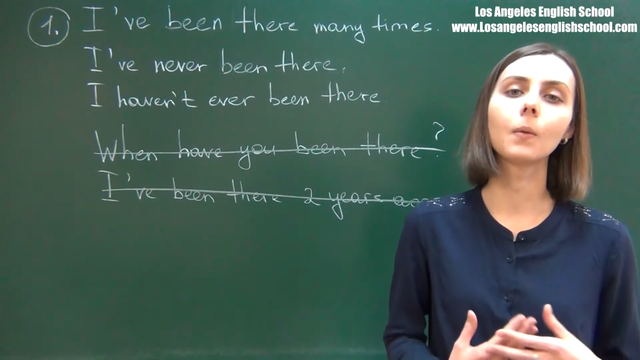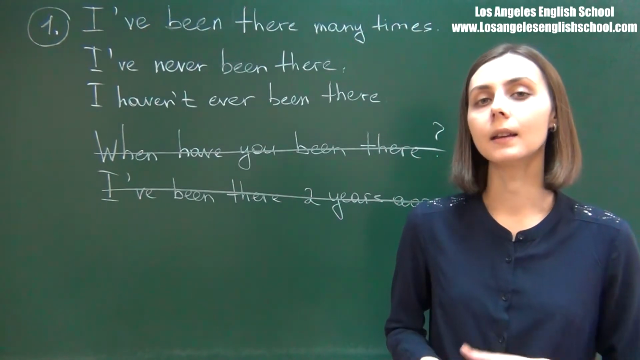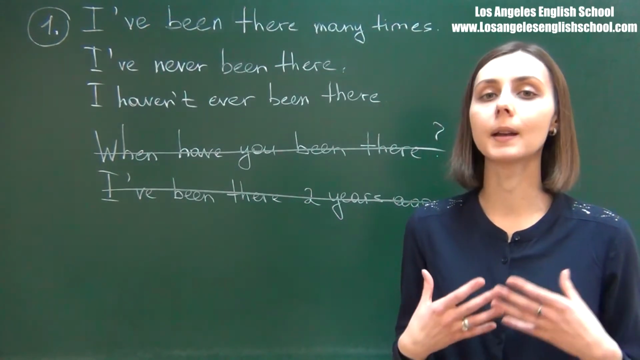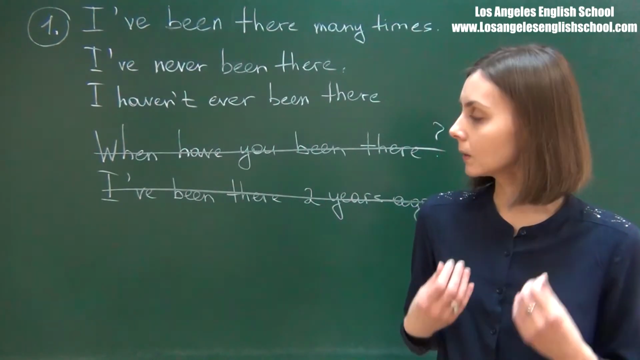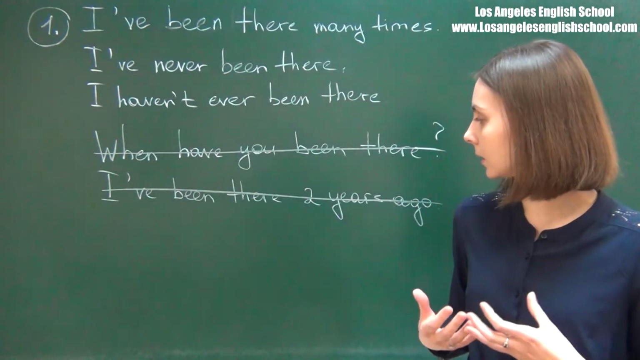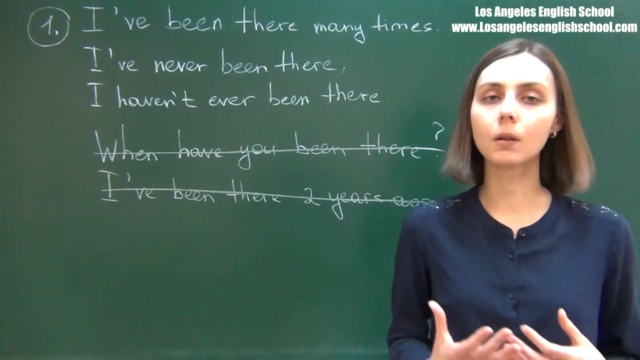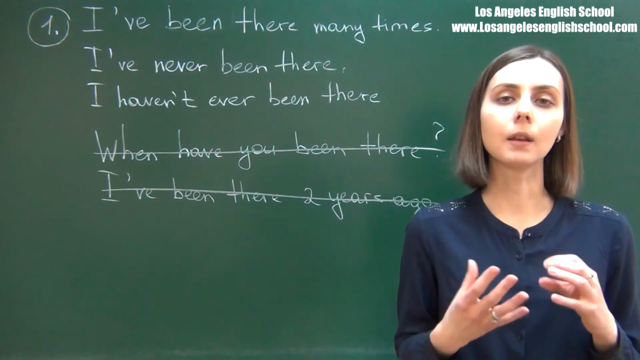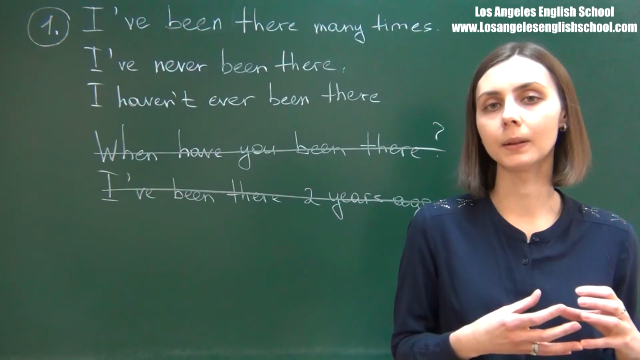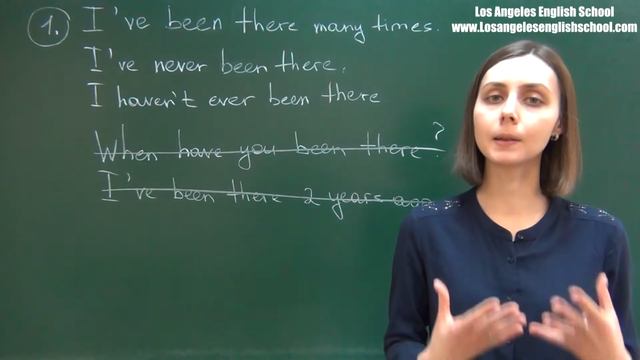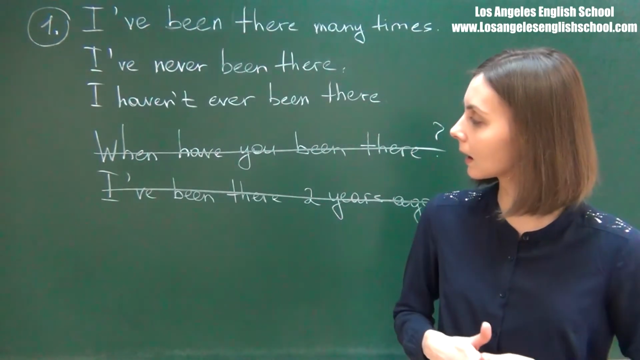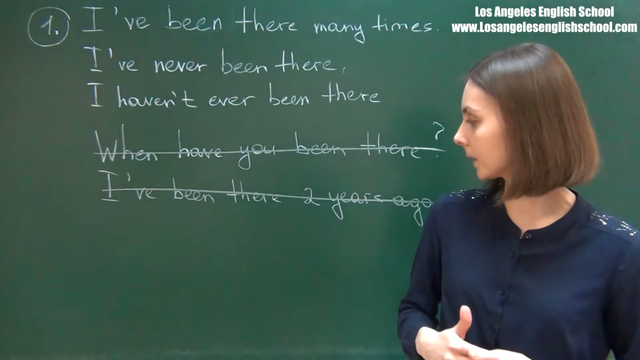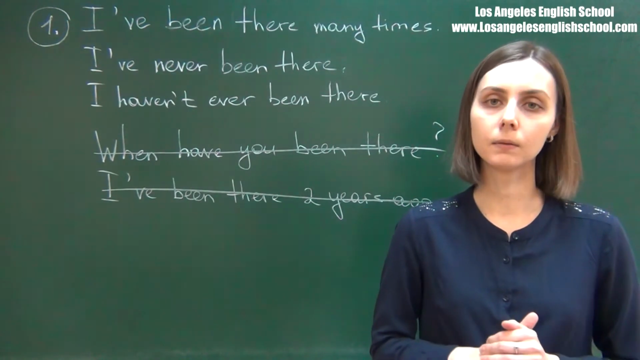Again, don't forget please that you cannot ask, when have you been there? Because if you have the question word when, it means that you need to use the past simple, but not the present perfect. When you say, I've been there 2 years ago, it's also wrong, because if you say when it happened, you need to use the past simple. So you should say, when did you go there? And I was there 2 years ago.